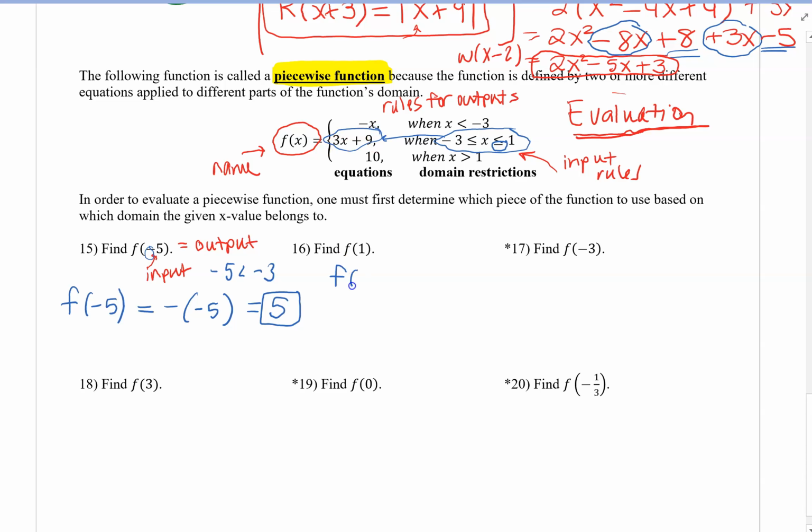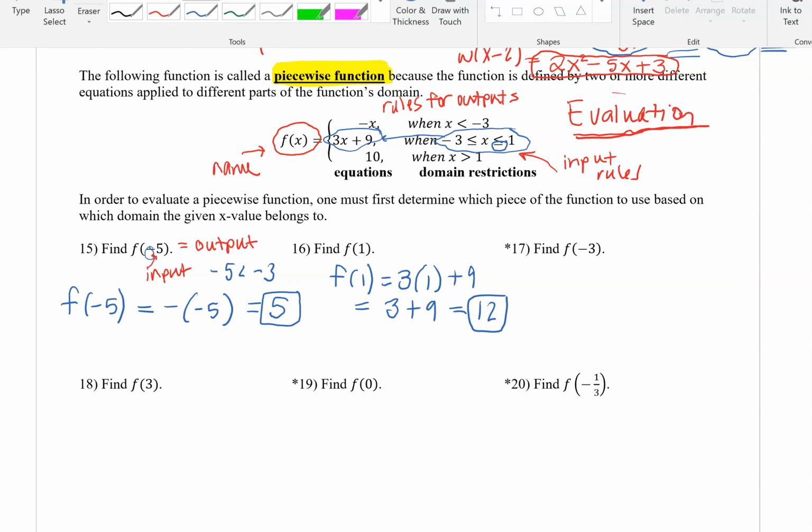So to find f of 1, I just plug in my input of 1 into that middle expression. Not all three, just the middle expression, because that's the one that is allowed for an input of 1. And then I just evaluate from there. 3 + 9 is 12. So that would be my answer for number 16. Why don't you guys try number 17?